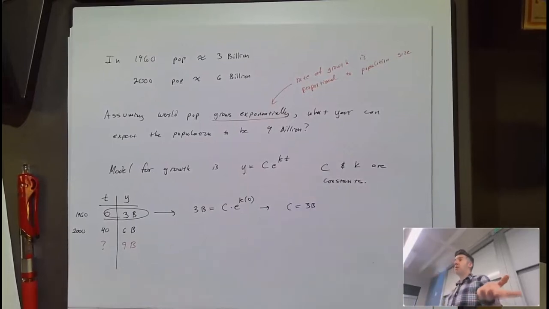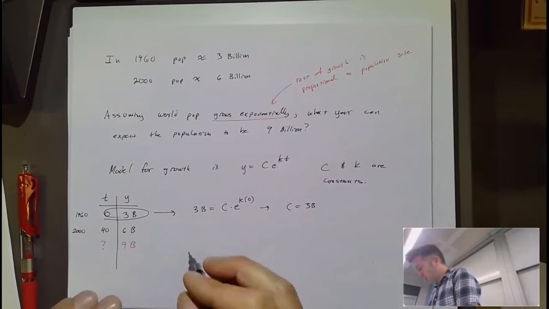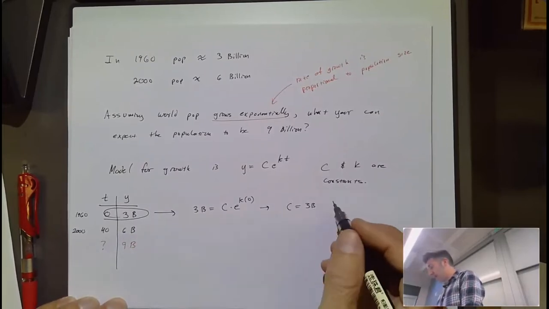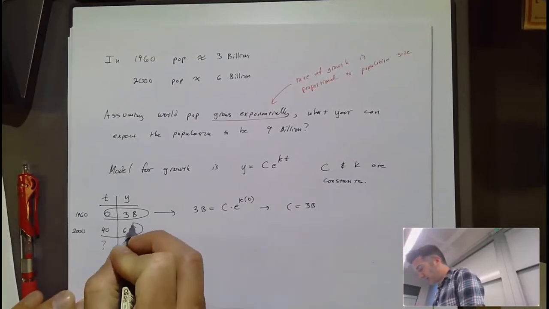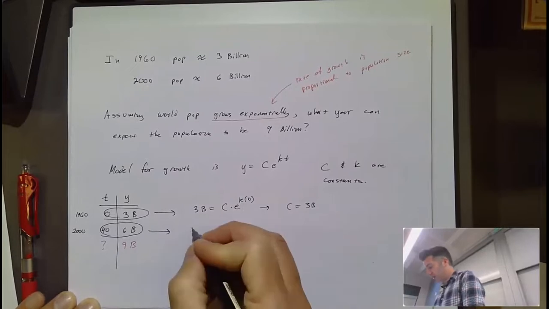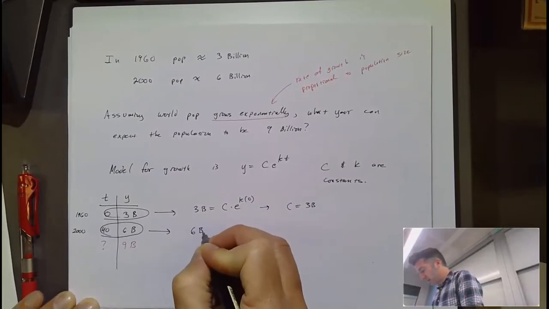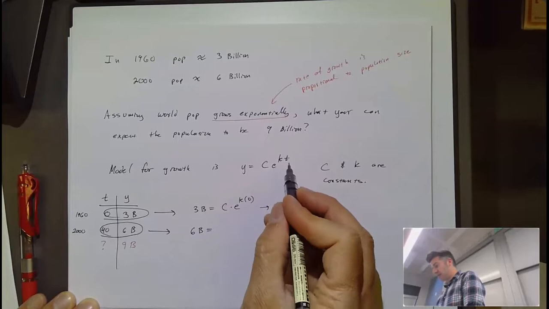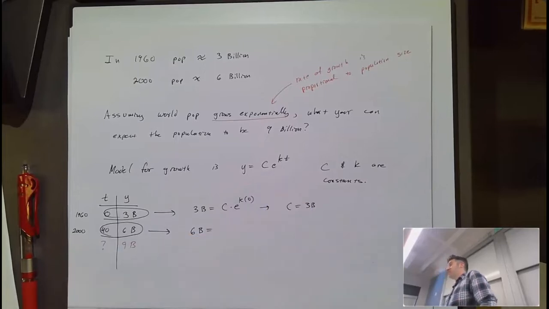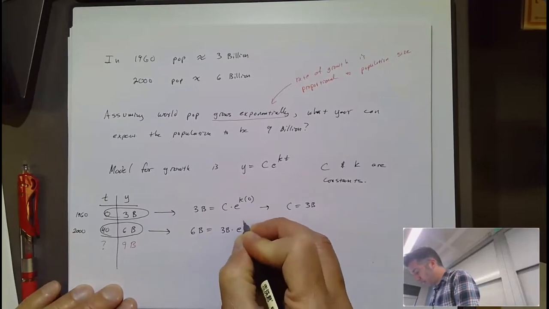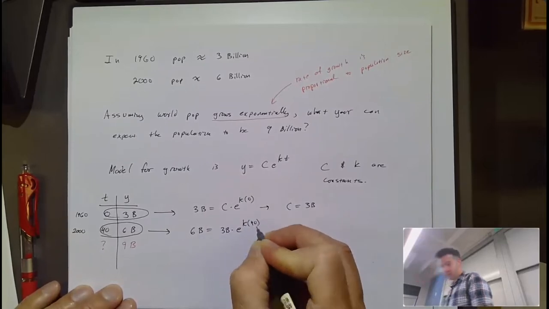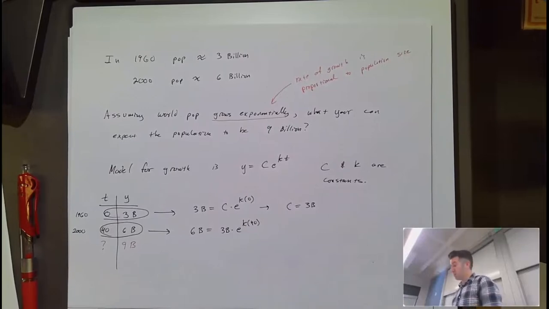And that's typical. C, the constant out there in front, is almost always your initial value. To find the other constant k, we have to use another data point. So we're going to plug in this information now. We say, okay, well, Y is 6 billion, and it's equal to C e to the k times 40. But we also know what C is at this point. So we're going to say, oh, that's going to be 3 billion times e to the k times 40. And that's going to allow us to solve for k.